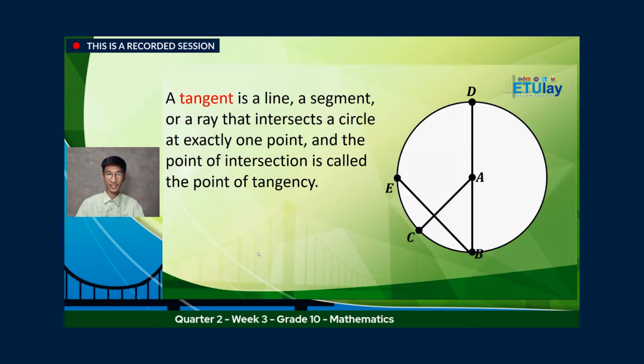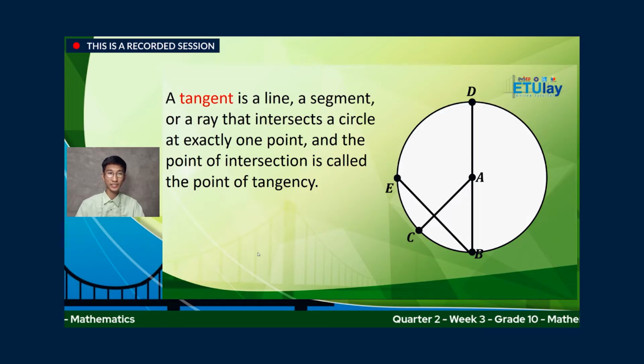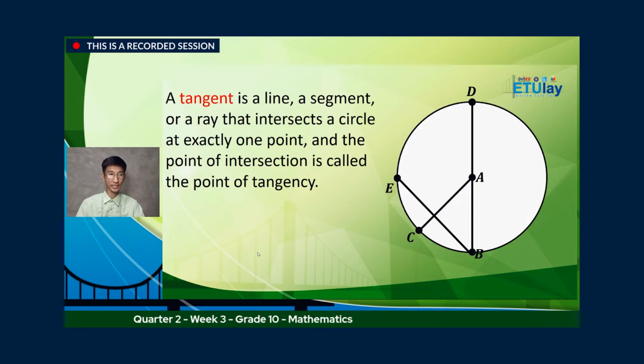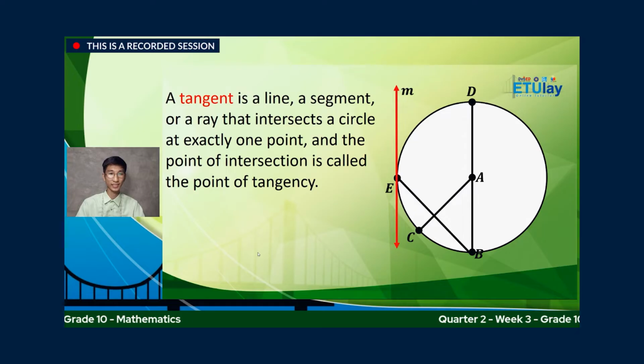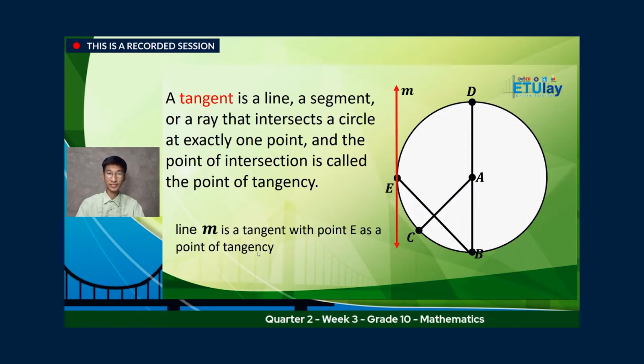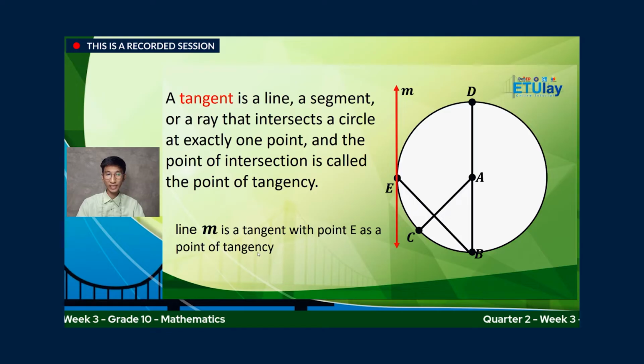Next is a tangent. A tangent is a line, or pwede rin naman segment or pwede rin ray, that intersects a circle at exactly one point. And the point of intersection is called point of tangency. And this is an example of tangent. Ayan. So line M intersects the point E. Therefore, line M is a tangent with point E as the point of tangency.